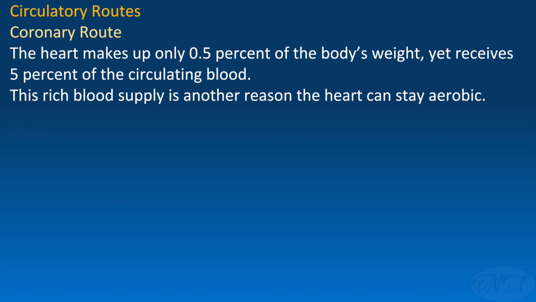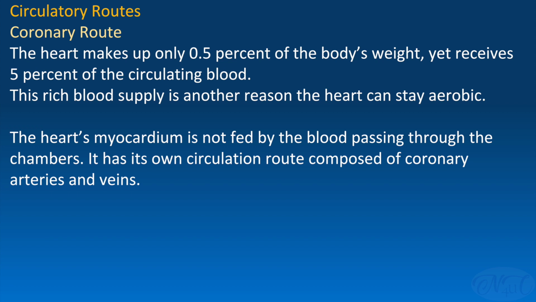Coronary route. The heart makes up only 0.5% of the body's weight, yet receives 5% of the body's circulatory blood. This rich blood supply is another reason the heart can stay aerobic. The heart's myocardium is not fed by the blood passing through the chambers. It has its own circulation route composed of coronary arteries and veins. We will be covering this in detail in coronary circulation.